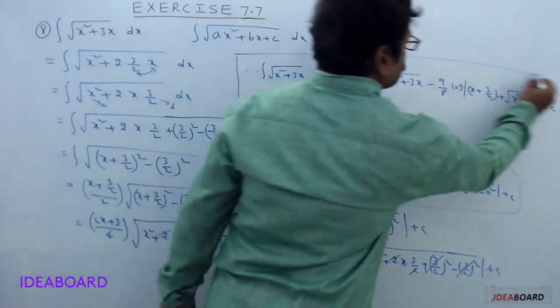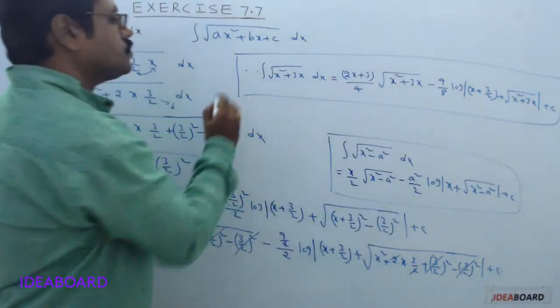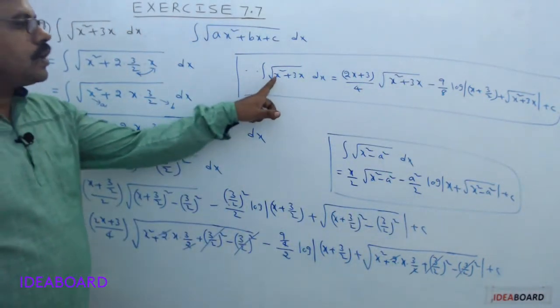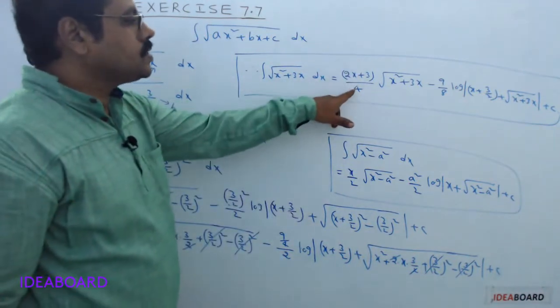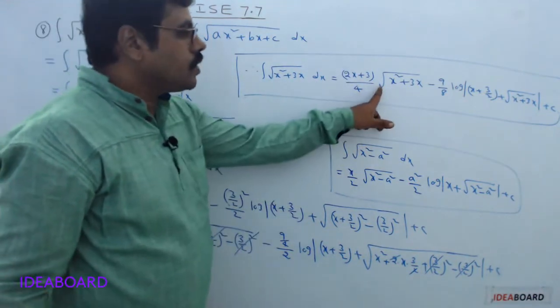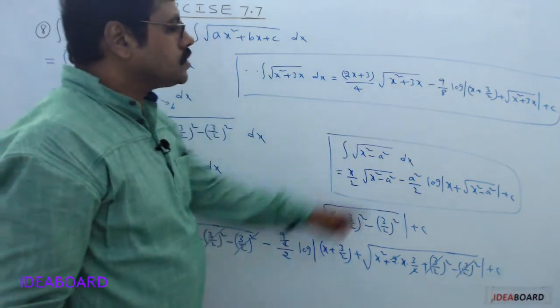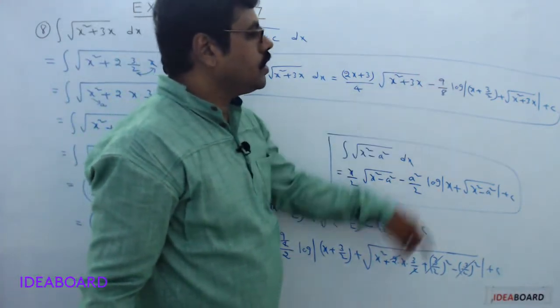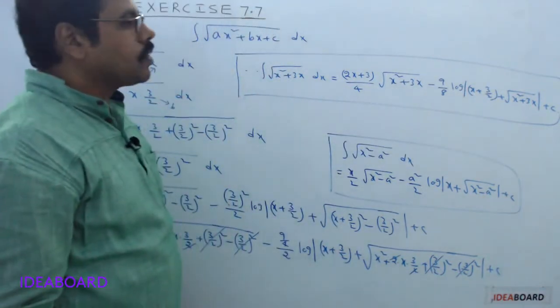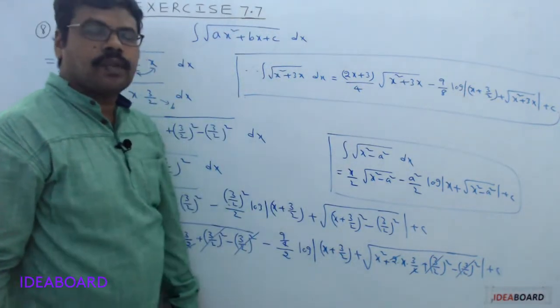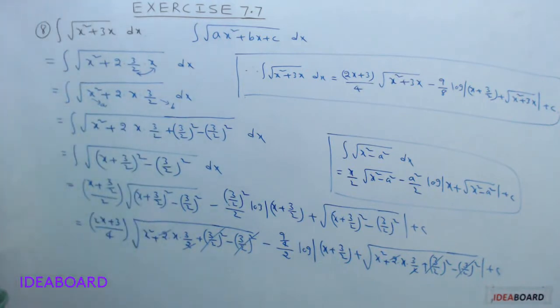This is your final answer. Integral square root of x square plus 3x dx equal to 2x plus 3 divided by 4 into square root of x square plus 3x minus 9 by 8 into log mod of x plus 3 by 2 plus square root of x square plus 3x plus a constant c.